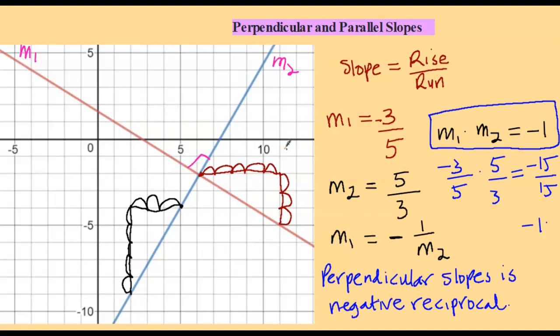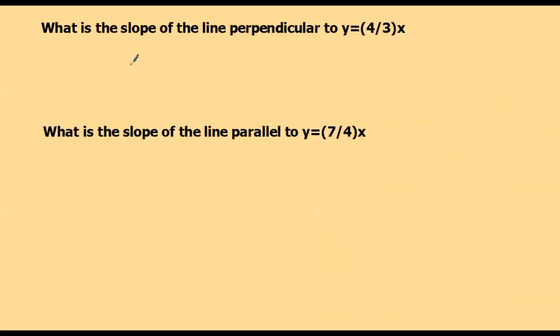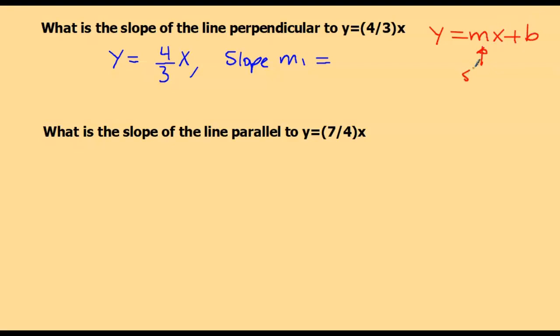Now we are going to use it to solve examples. So we have a line y equals 4/3 x. Here the slope m1 is equal to, if we use y equals mx plus b, this is the slope.